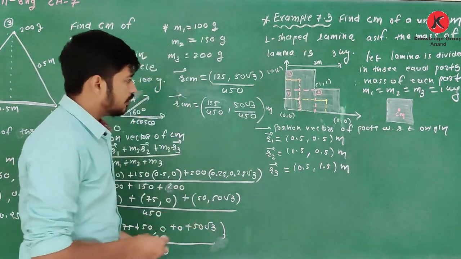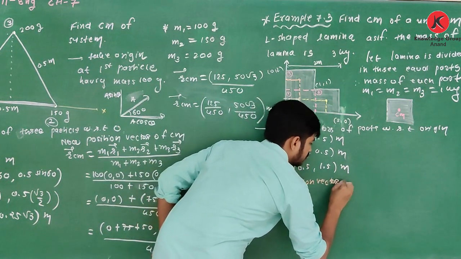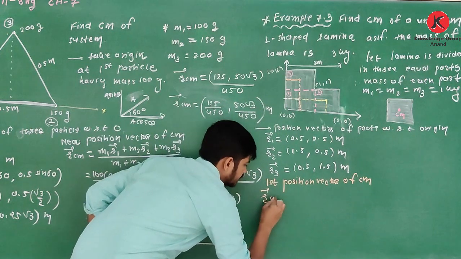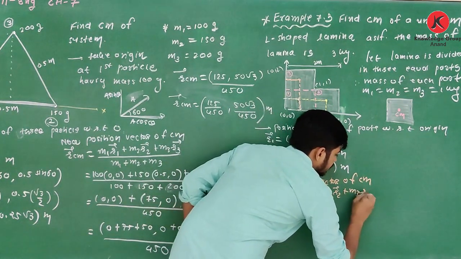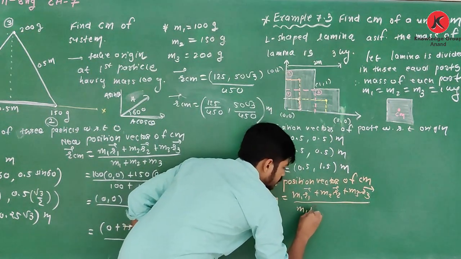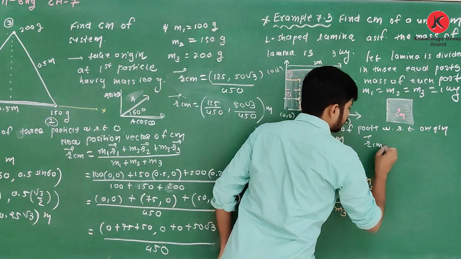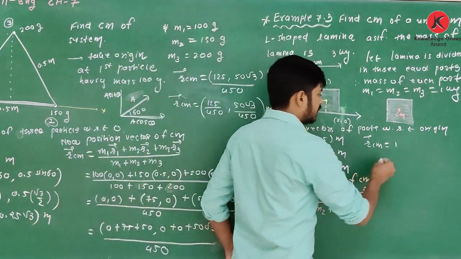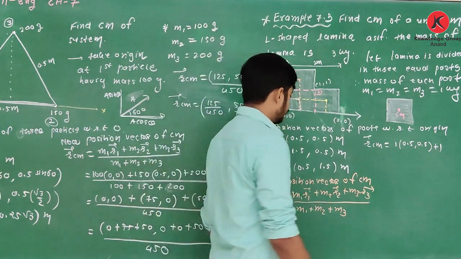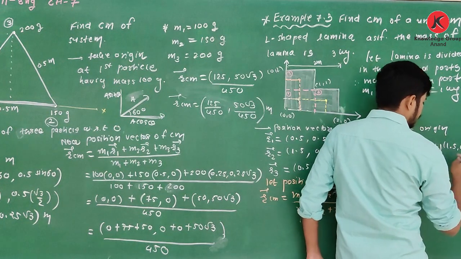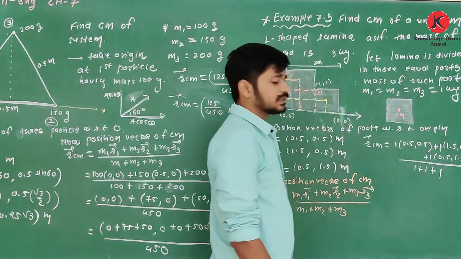Now we have to use the equation. Let the position vector of the center of mass be r center of mass. Then r center of mass is equal to (m1r1 + m2r2 + m3r3) divided by (m1 + m2 + m3). Now put in the data: m1 is 1, r1 is (0.5, 0.5), plus 1 times r2, which is (1.5, 0.5), plus 1 times (0.5, 1.5), divided by 1 + 1 + 1. Simple.